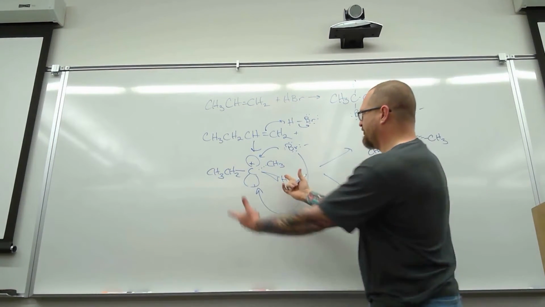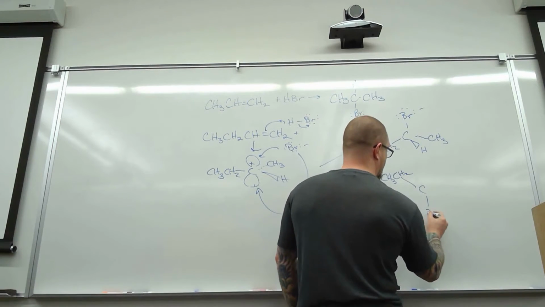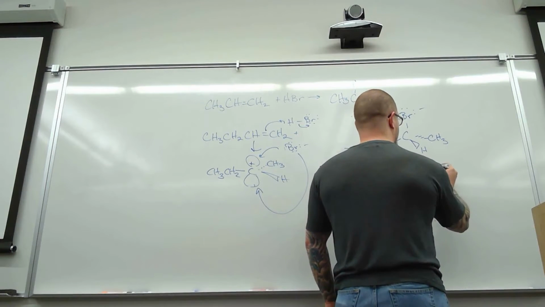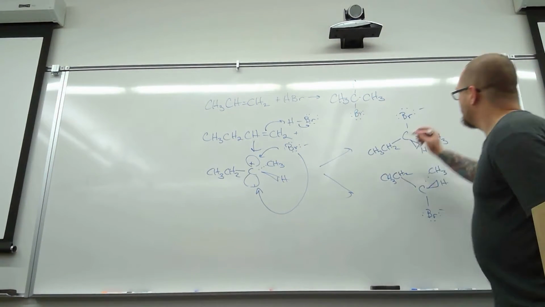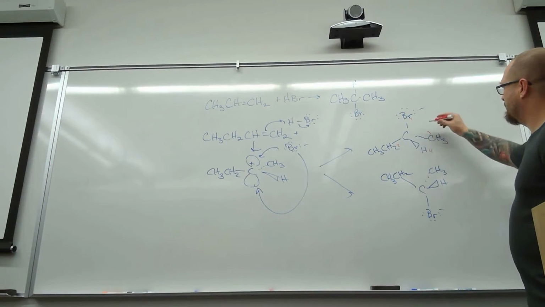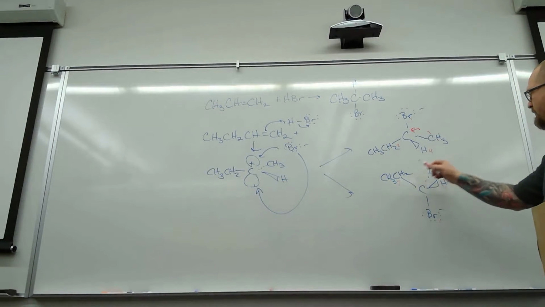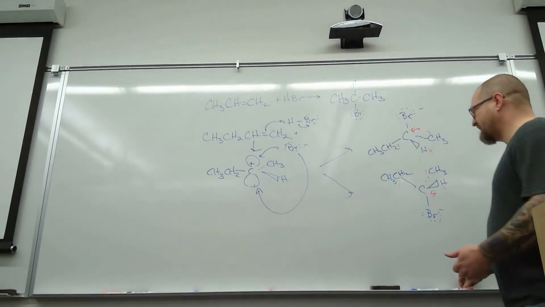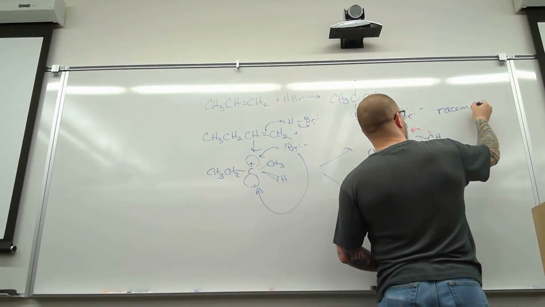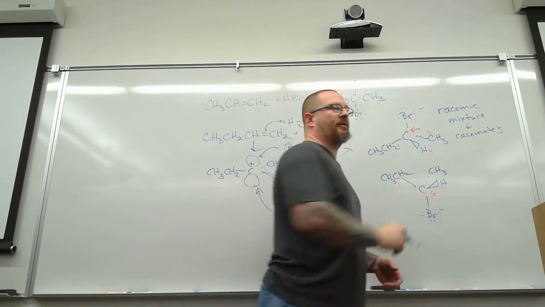And if we come in from underneath, it's going to push all these upward. So in this case, if we're prioritizing, we would have 1, 2, 3, 4 R, or we would have 1, 2, 3, 4 S. Because of being able to attack either face, we're going to have a 50-50 mixture of R and S. And this is called a racemic mixture, where the two species are called racemates.